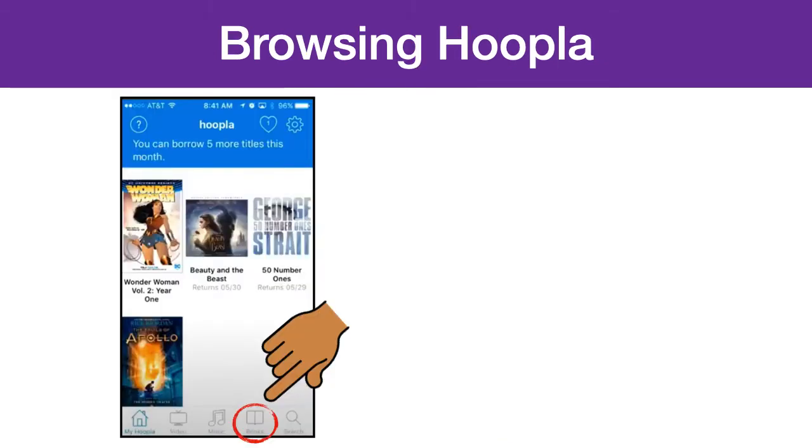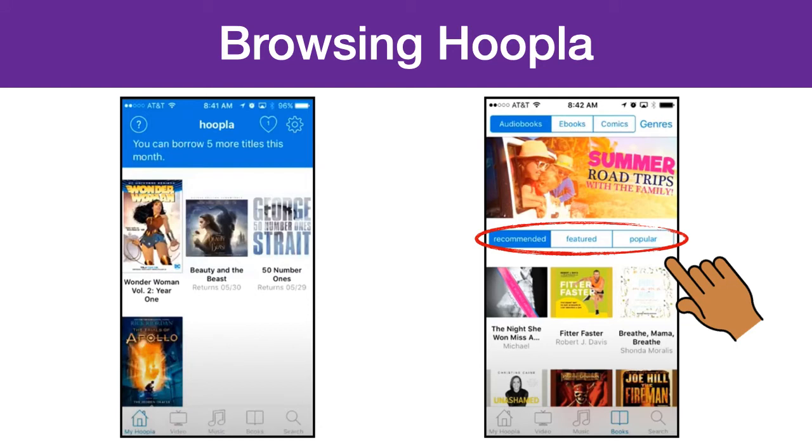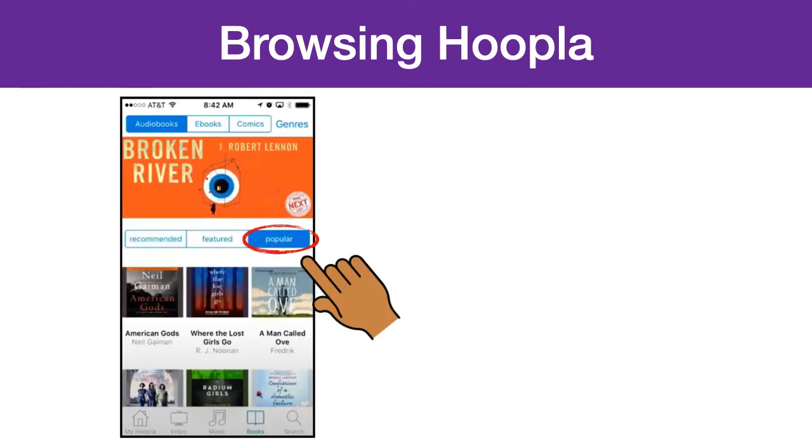Let's take a look at how to browse for items in Hoopla. Select one of the formats at the bottom of the screen. I'm going to take a look at books. Once I'm in books, I can further narrow down my choice by selecting audiobooks, ebooks, or comic books. I can also browse by recommended, featured, or popular books. Let's take a look at popular audiobooks.